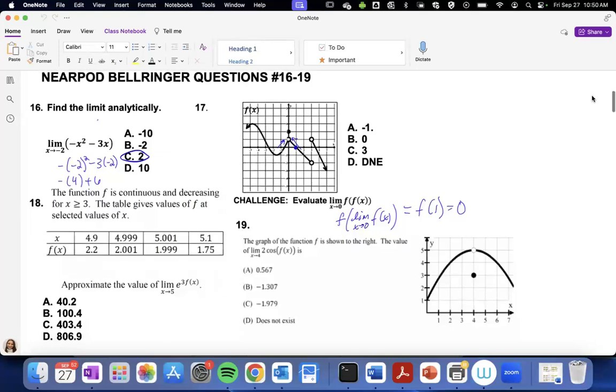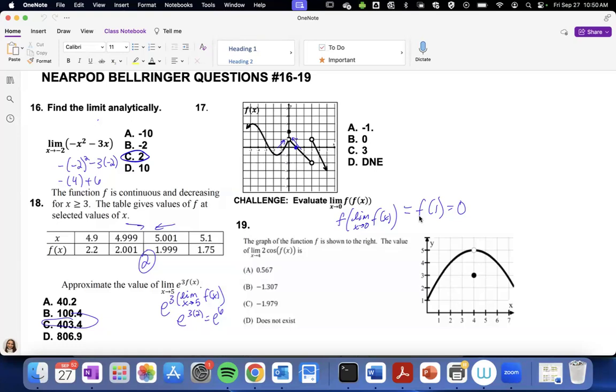Nice. And then 18, this one was weird. So it's just approximate the limit. Remember, e cubed is just a number, right? So really it becomes e cubed times the limit as x approaches 5 of f of x, right? So the limit as x approaches 5 is 2. So it's e to the 3 times 2, that's e to the 6. And it's approximately 403.4. Okay. And finally, this you have to do in radian mode because there's no degree symbols.